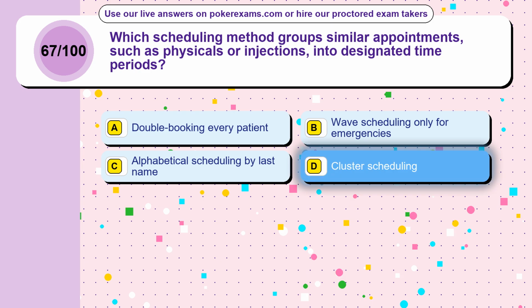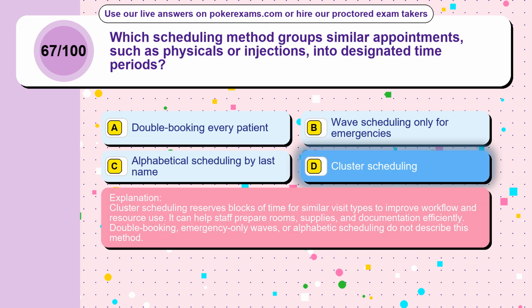The correct answer is option D, cluster scheduling. Cluster scheduling reserves blocks of time for similar visit types to improve workflow and resource use. It can help staff prepare rooms, supplies, and documentation efficiently. Double booking, emergency-only waives, or alphabetic scheduling do not describe this method.